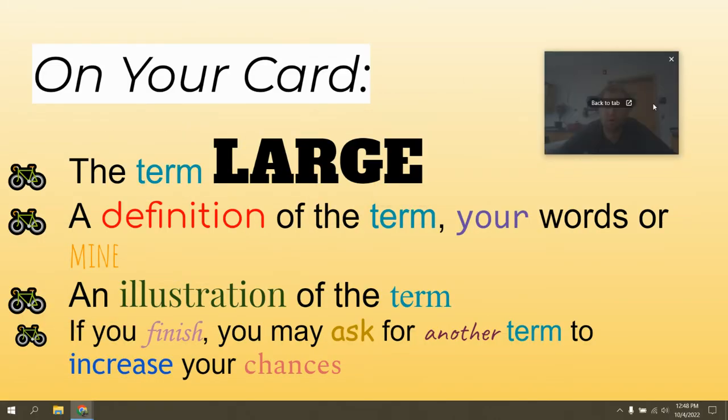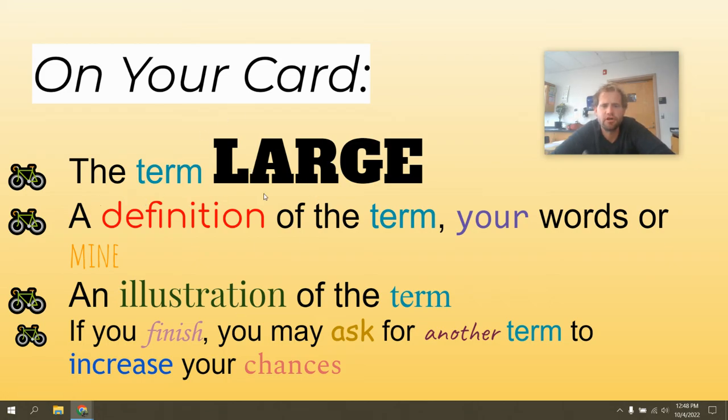Now we get into our word wall card. Sometimes we will do this in class, sometimes we will not. If we're making our word wall, we write the term super large. Your definition is your words or mine. It's kind of your choice. An illustration of the term, so that means a drawing of the term. You're able to do my drawing if you'd like, or you can do yours. And then when you're done, if you'd like to, you can do another term. And we'll talk about that all in class.